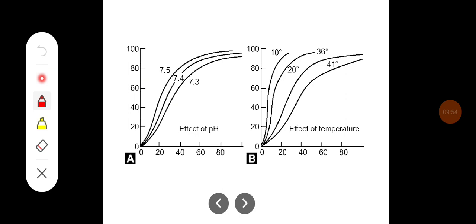This diagram shows the shifting of the oxygen dissociation curve with a decrease in the pH and an increase in the pH. A decrease in the pH shifts the curve to the right side, and an increase in the pH shifts the curve to the left side. Similarly, an increase in the temperature shifts the oxygen dissociation curve to the right side, and a decrease in the temperature shifts it to the left side.